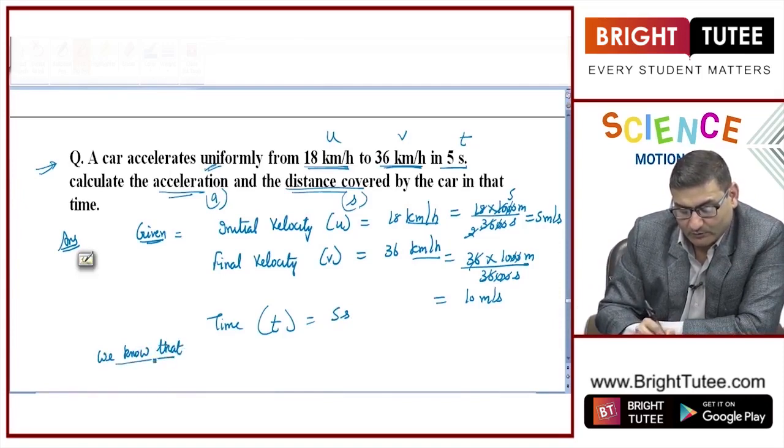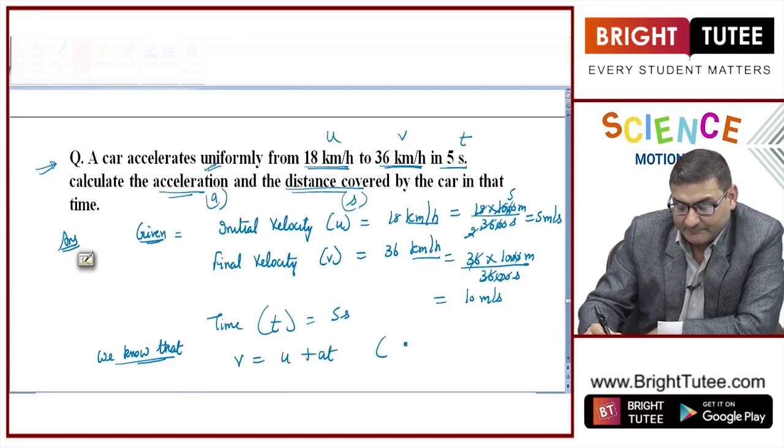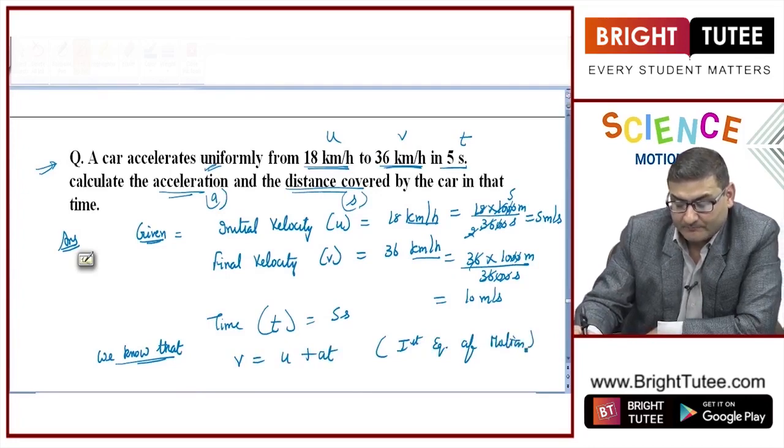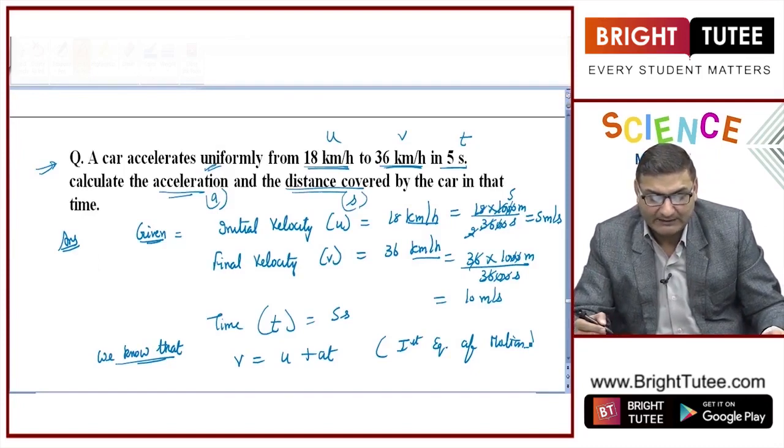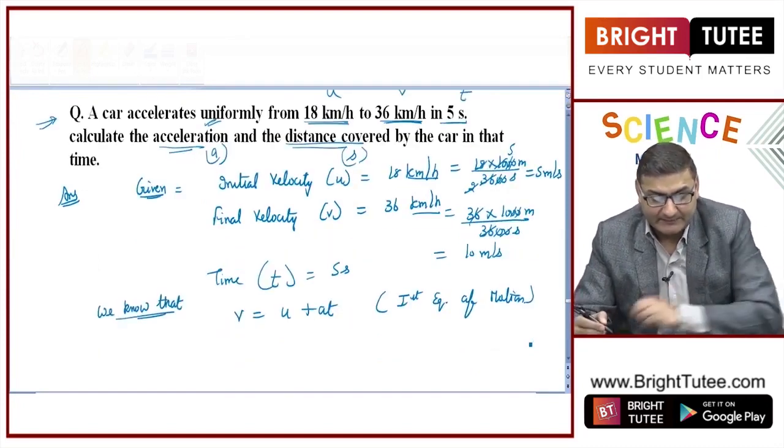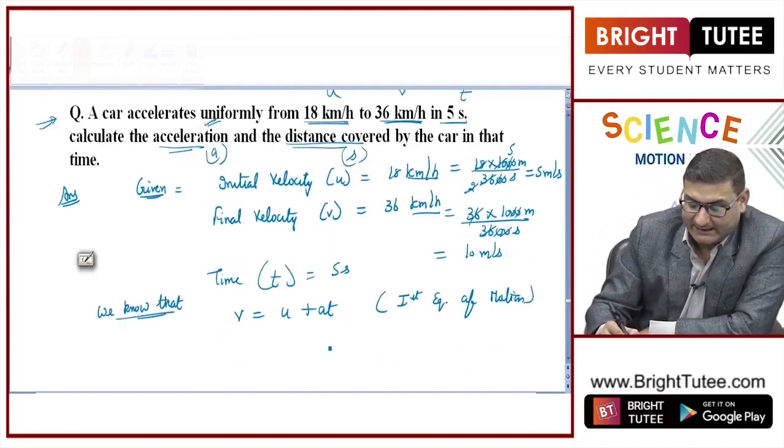First of all, we will be calculating the value of acceleration. We know that v is equal to u plus at. This is through the first equation of motion. Putting the values of v, u and t, we will be able to get a.